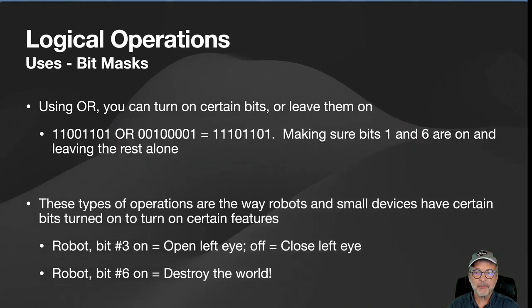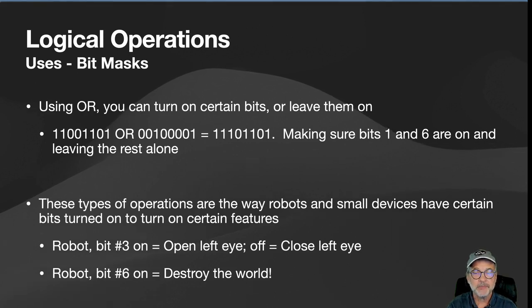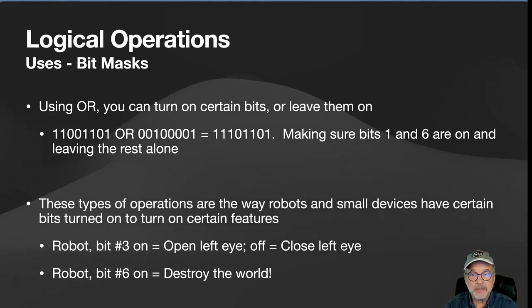So these types of operations are a way that robots, which do not have a whole lot of memory in them, work. What they'll normally do is a bit means something. Like in my fictitious robot here, bit number 3 on means that the left eye should be opened up. Turning it off means the left eye should be closed. Or maybe bit number 6 turned on means destroy the world or something like that. Let's leave that one off. So we could turn off bit number 6.